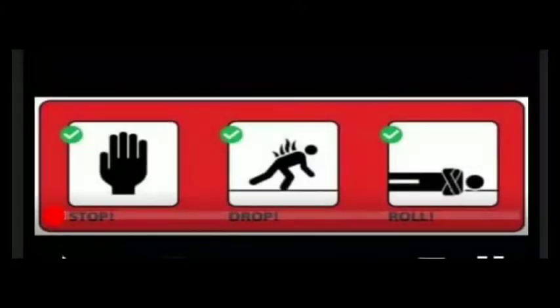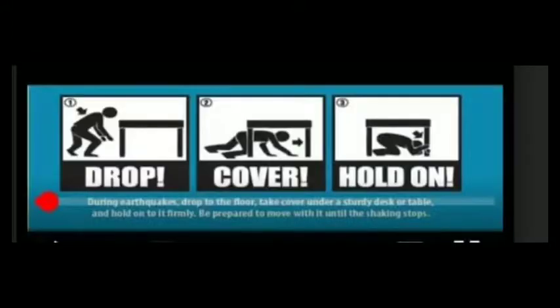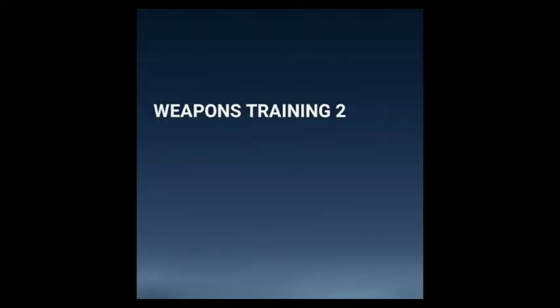In case of fire, stop, drop, and roll. In case of earthquake, drop, cover, and hold on. And now, let us proceed to our topic.